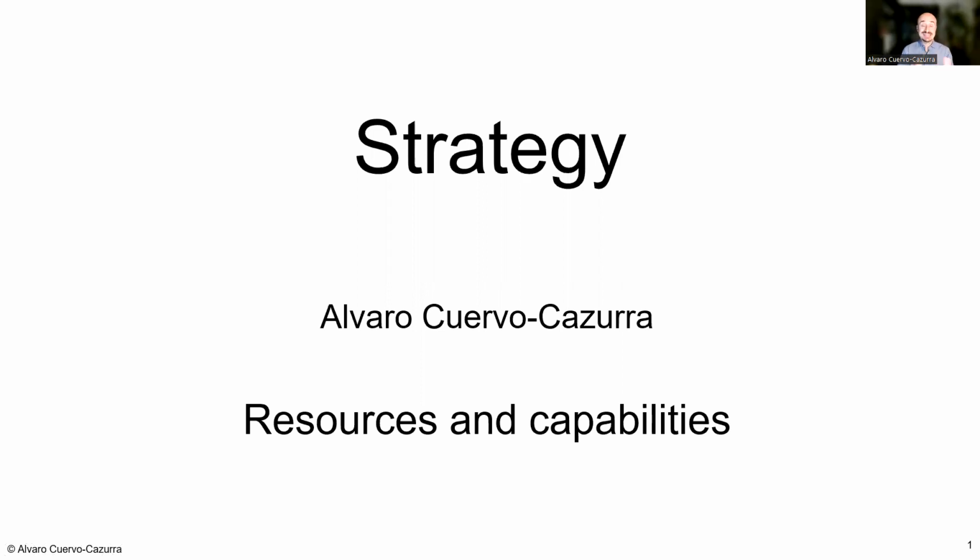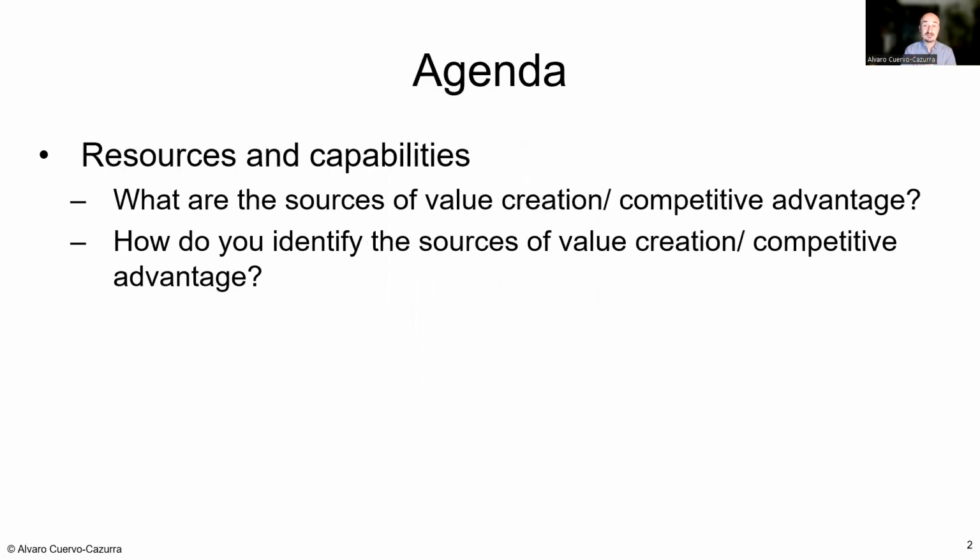What we're going to be discussing now is resources and capabilities, sources of competitive advantage, basically going inside the company to try to understand how a company is able to create value. And we're going to be answering two questions. What are resources and capabilities? How do they drive value creation, and how do we identify them?